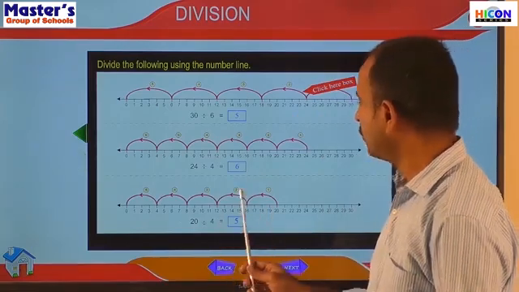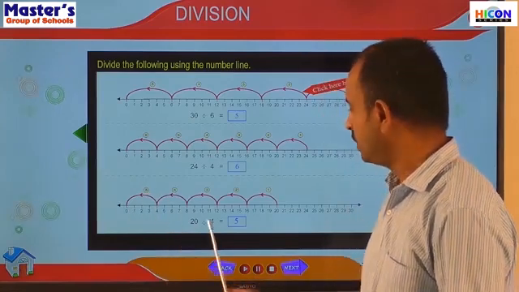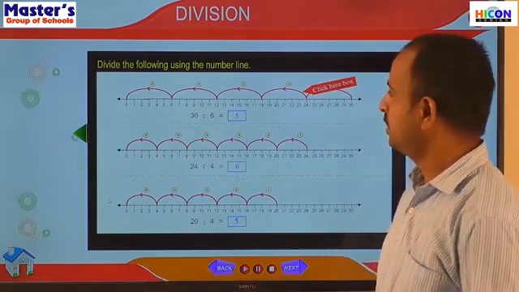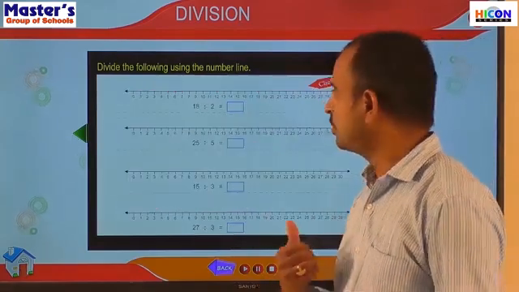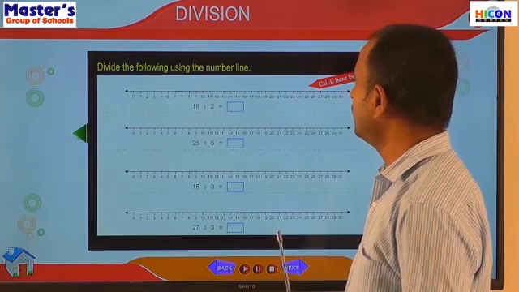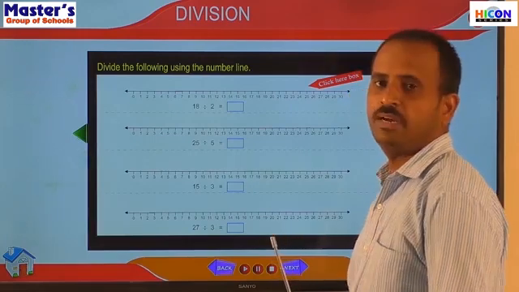How many steps have we moved here? Total 5 steps moved to reach 0. So the answer is 5. So children, these are some problems to show the division on the number line. Let us see some more problems of division on the number line.